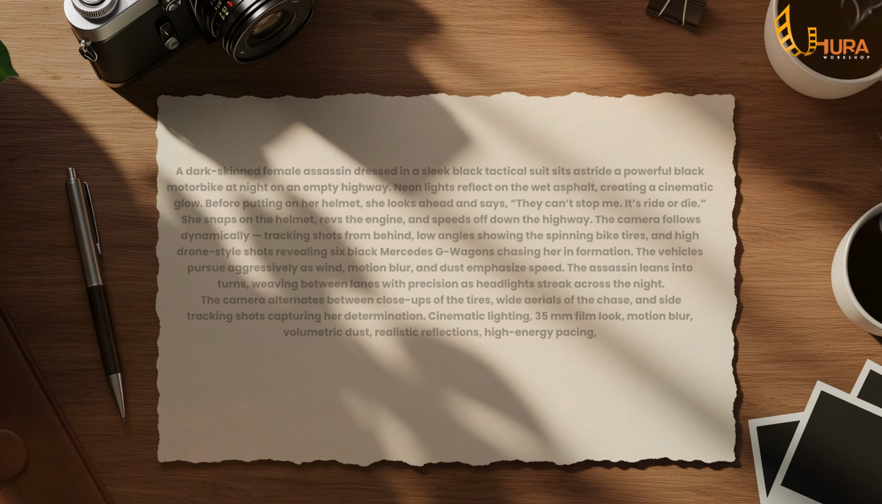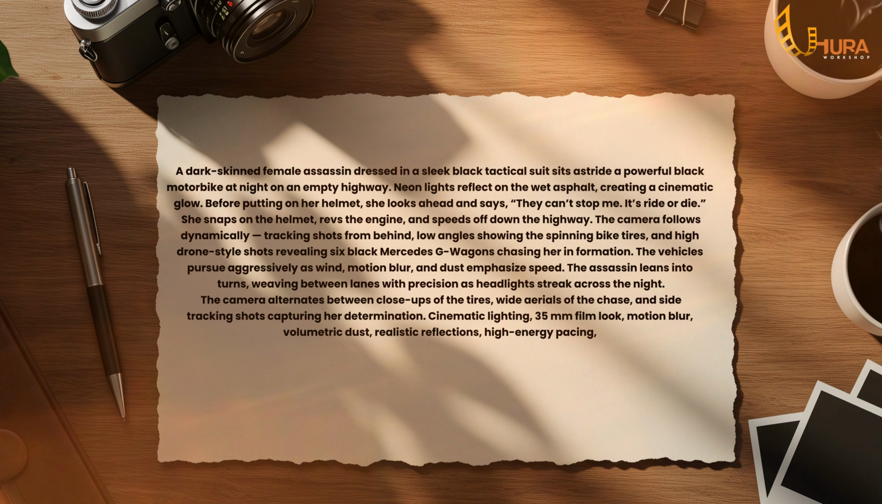Next, I wanted to test dialogue generation. Yes, Sora 2 can generate characters speaking, just like Google Veo 3 or Veo 2.5. So here's the key part of my prompt. A dark-skinned female assassin sits astride a black motorbike at night and says, "They can't stop me. It's ride or die." Now, if you want your characters to speak, make sure to put your dialogue inside quotation marks. Why? Because it helps Sora know what lines belong to your character.